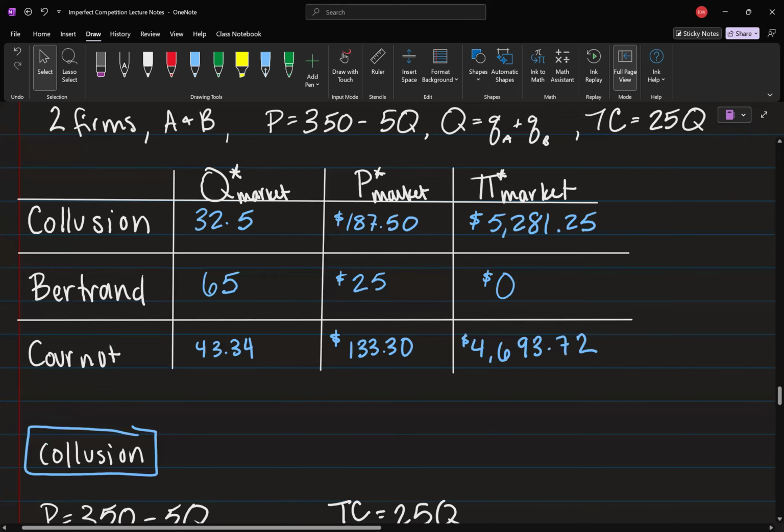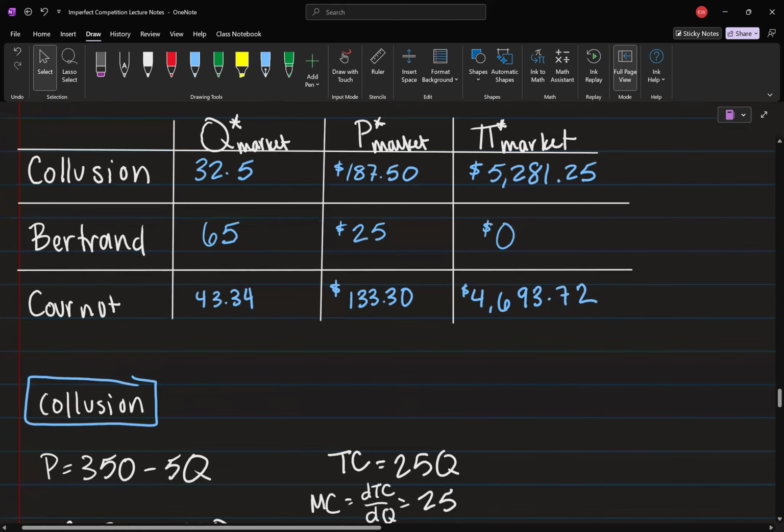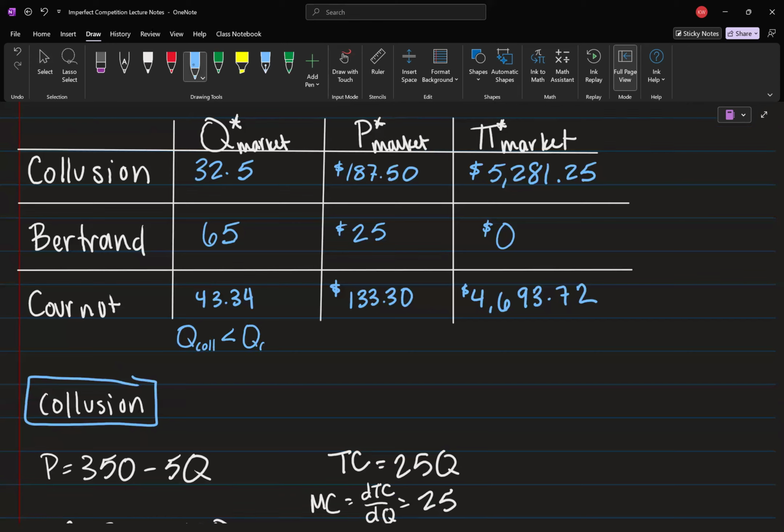So what I want you to notice here is which of our oligopoly models is furthest from perfect competition, closest to monopoly, and which is the most competitive, meaning most closely like perfect competition. When we compare output, the output under collusion is the lowest. So it's less than the output produced by Cournot firms, which is less than that produced by Bertrand. And that produced by Bertrand is actually going to be equal to the perfectly competitive quantity.